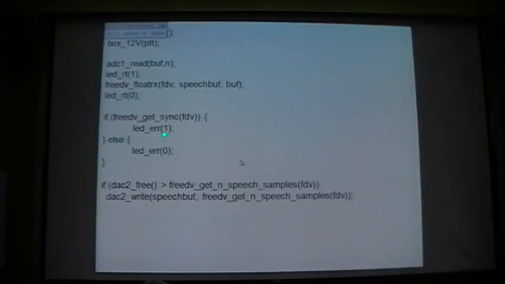And if it does, we're lighting the error LED. I'm not sure why we're lighting the error LED when there's sync. Anyway, probably just a spare LED we had to use. Normally you'd light a sync LED or something like that, and you'd flash an error LED if it detects errors. So that's a little example of the code.